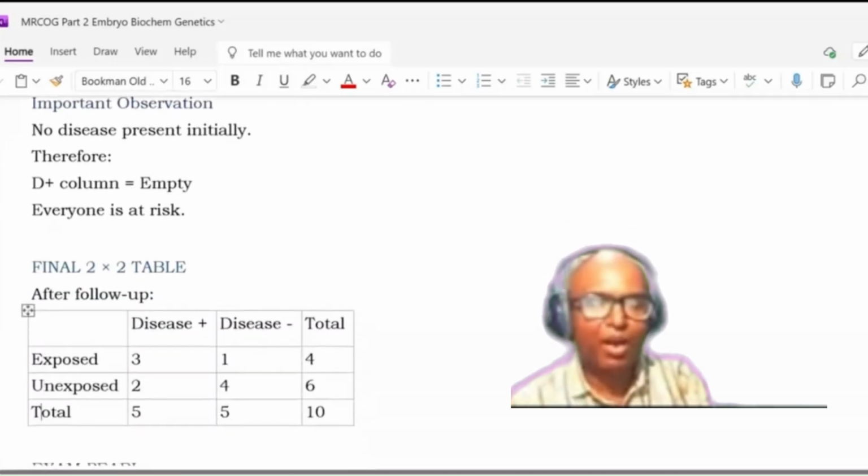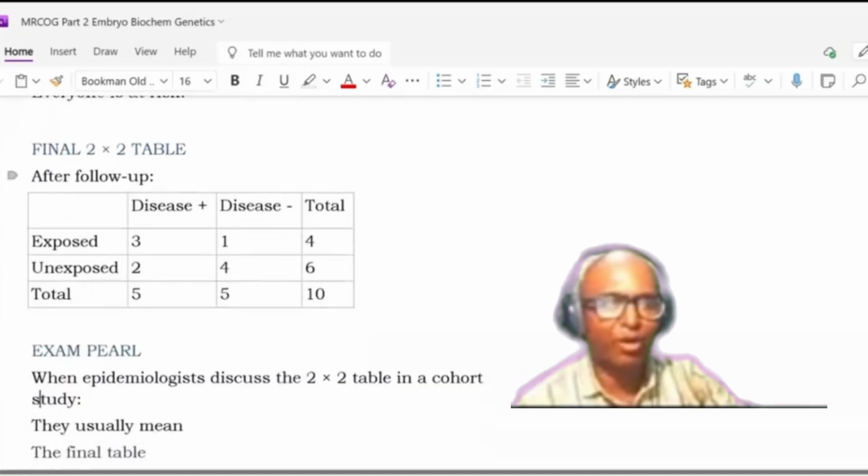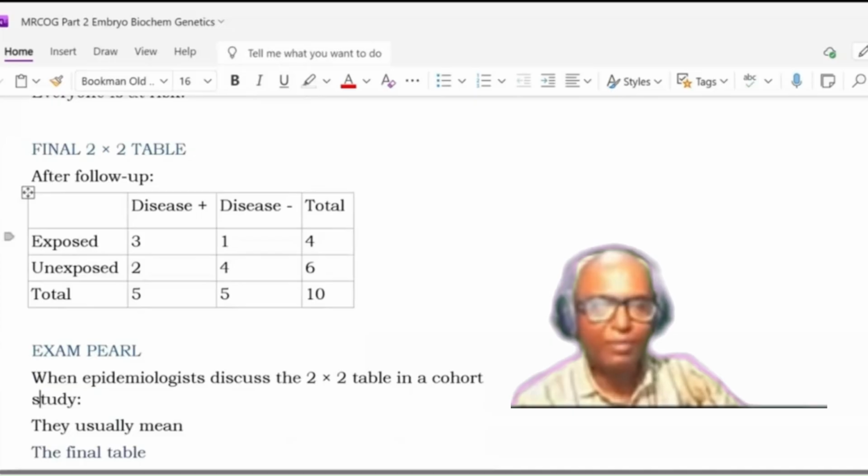So over a period of time, what happens after the follow-up? There is an exposed and unexposed group, and a few will develop the disease in both groups. Out of 4 people, 3 have developed the disease and 1 did not develop in the exposed group. Out of 6 unexposed, 2 have developed the disease in this group and 4 did not develop. So this is the total 10 population, and 3 developed in the exposed group, 2 developed in the unexposed group out of 6, and here 3 out of 4.